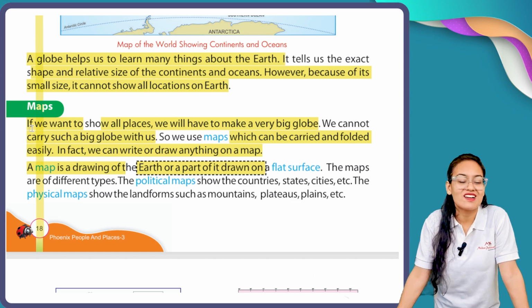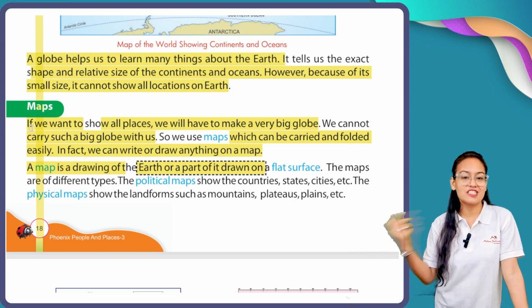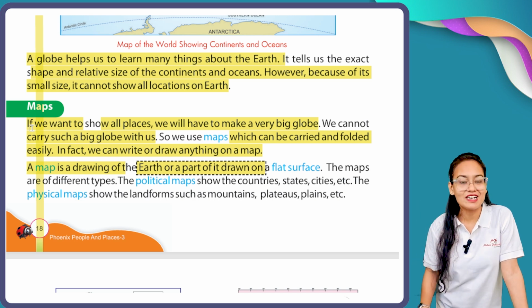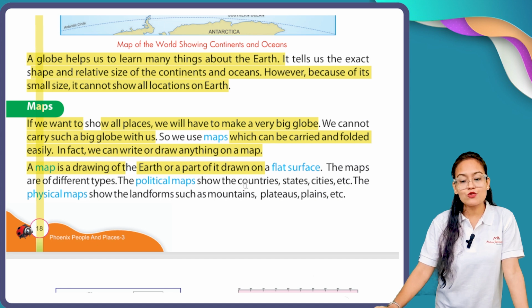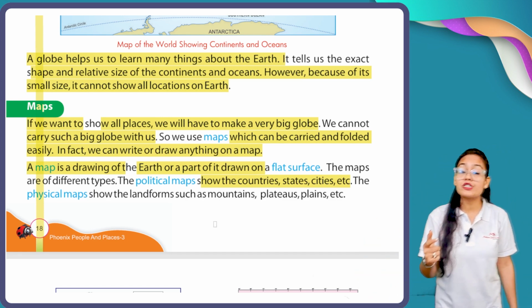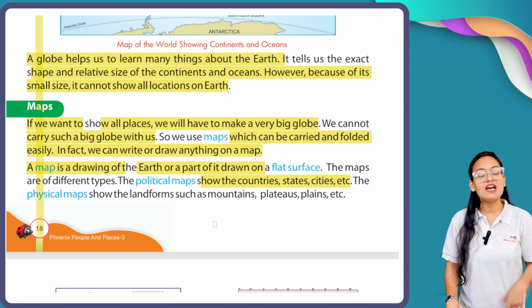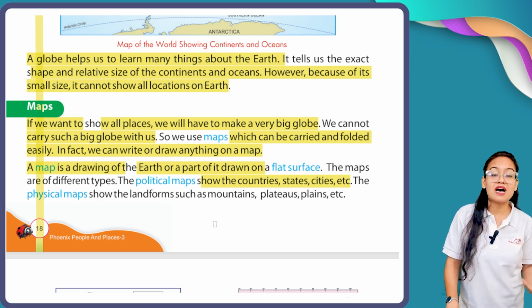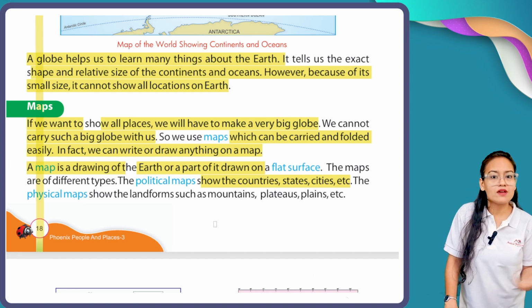As you all know, there are different kinds of maps. There are political maps, and there are physical maps. Now, what is the meaning of a political map? A political map shows the countries, states, cities, etc. Through a political map you can mark the boundary between any two areas. You can mark the states, the cities, the roads, and railways.